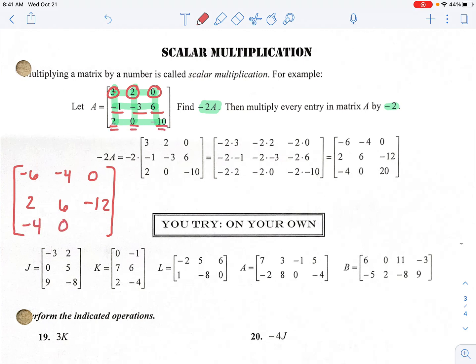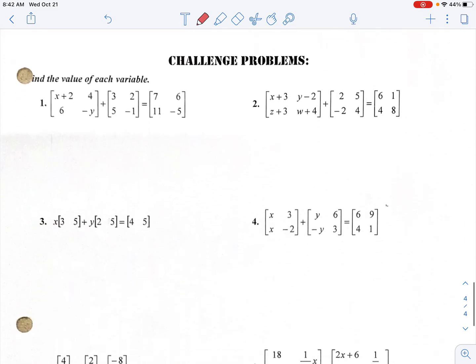We've got 2 times -2, which is -4. 0 times -2, which is 0. And then -10 times -2 is 20. So that would be my final answer there.